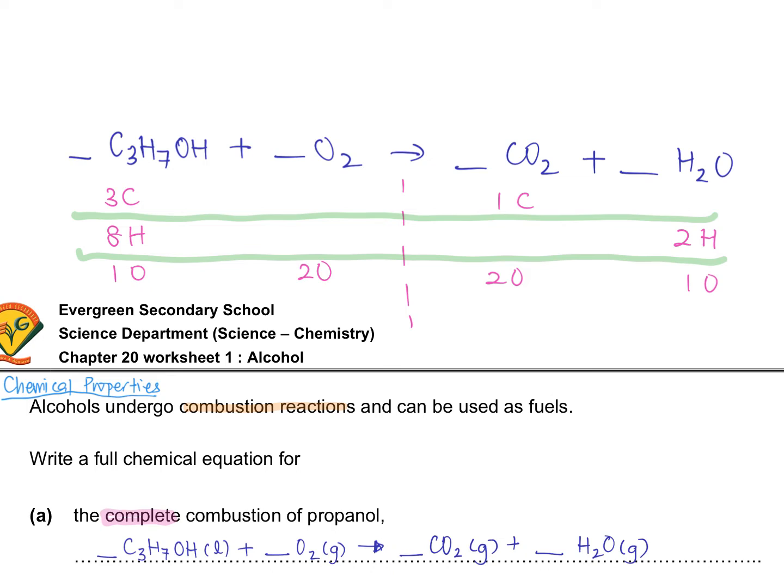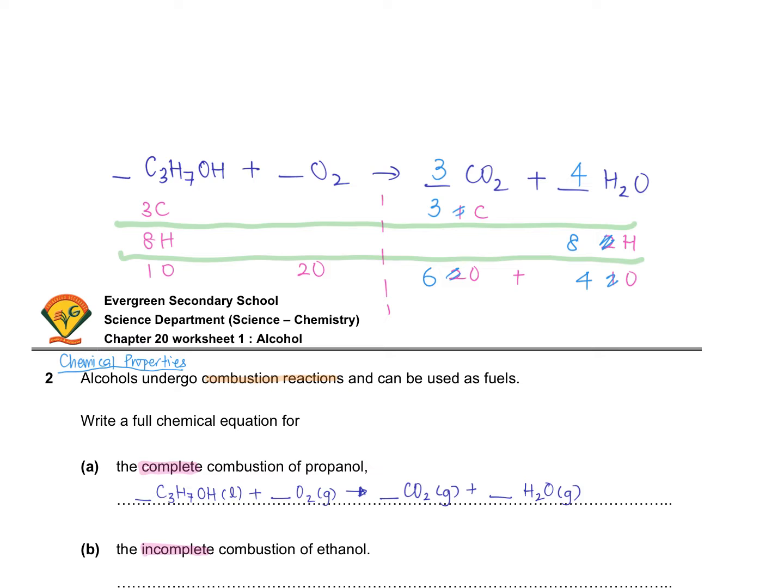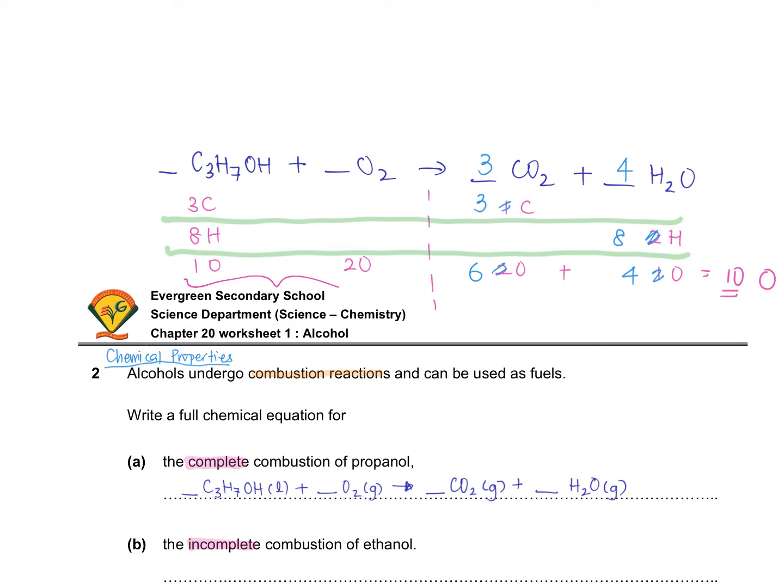You balance the number of carbon first. So I'll put a 3 here. This becomes 3, this becomes 6. Then I got 8 hydrogen, so 4 here. 8, then 4. Okay? So after adding up, you realize that 6 oxygen plus 4 oxygen give you a total of 10 oxygen. So meaning over here, I must also have 10 oxygen. But I already mentioned earlier, I have 1 oxygen atom here. So if you take 10 minus 1, you should end up with 9.